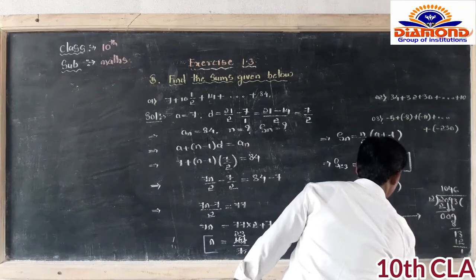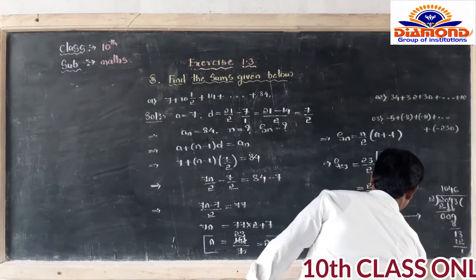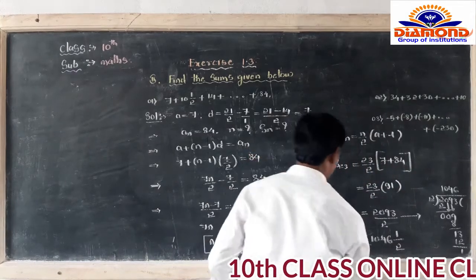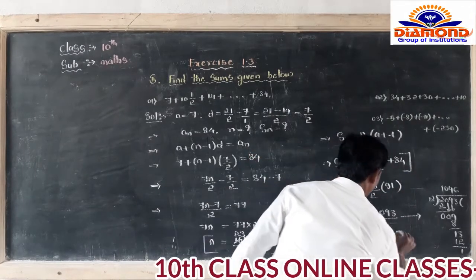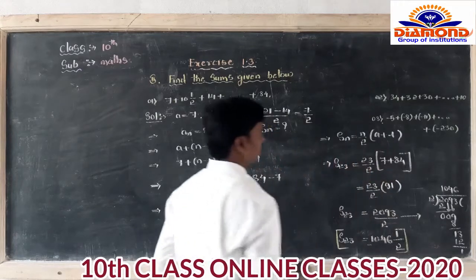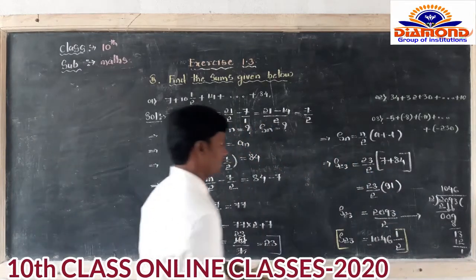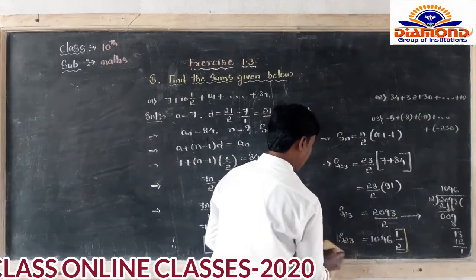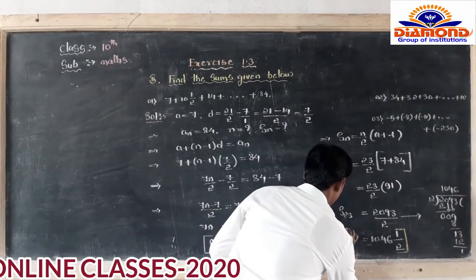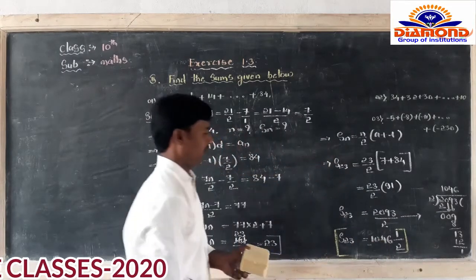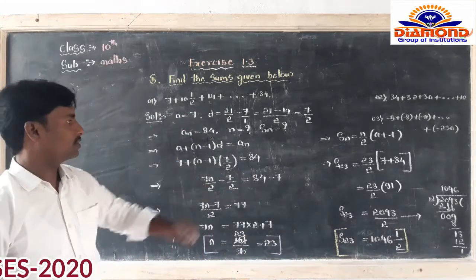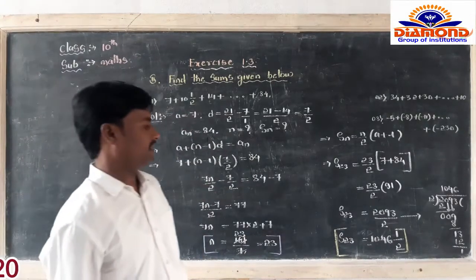This is the numerator and this is the denominator. Answer came, sum of the 23 terms is equal to what? 1046 integer, 1 by 2 is our answer. Right, so I thought you understood very well. One more time I will explain, dear students.